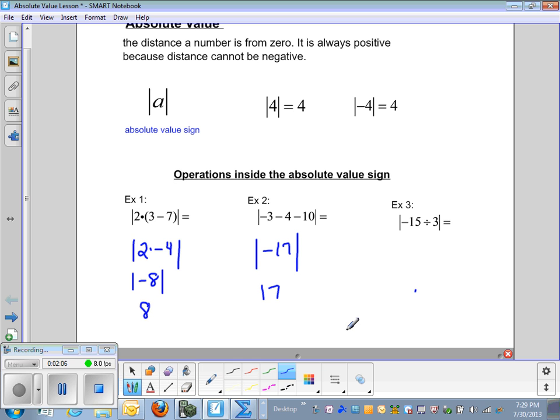Example 3, the absolute value of negative 15 divided by 3. Negative 15 divided by 3 is a negative 5. The absolute value of negative 5 is a positive 5. So that's how you calculate operations inside the absolute value sign. Calculate what's inside, remove the absolute value bars, and make the number positive.